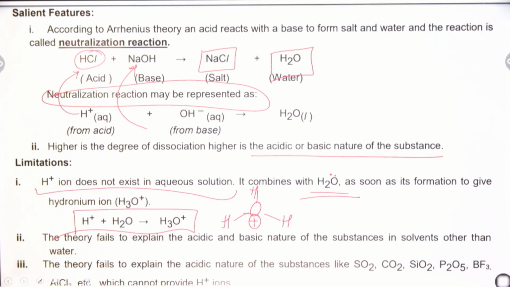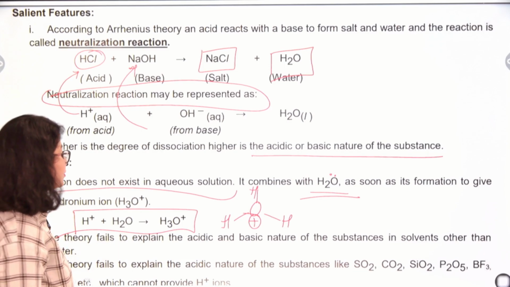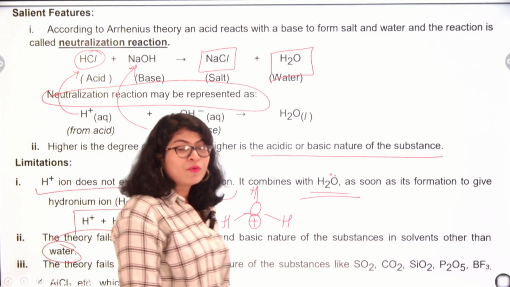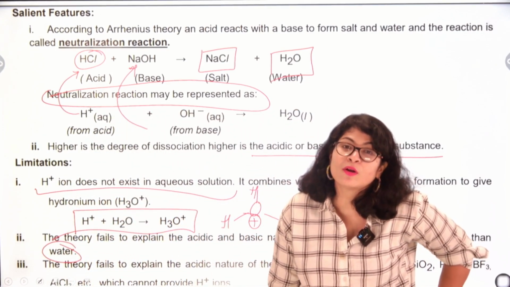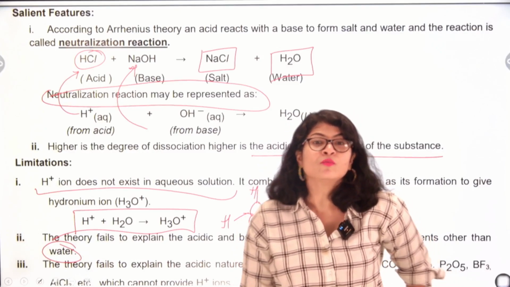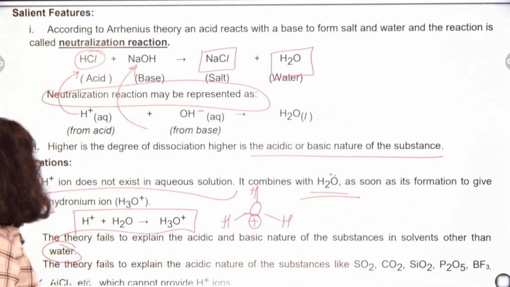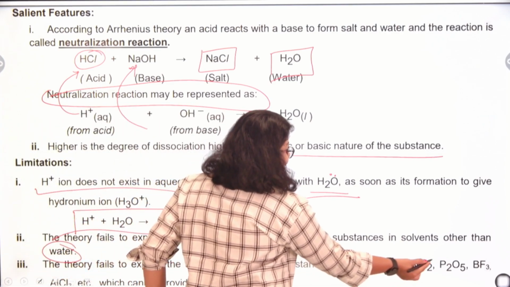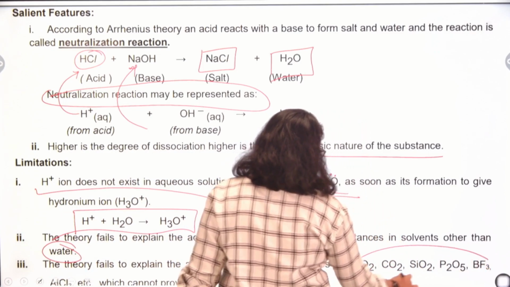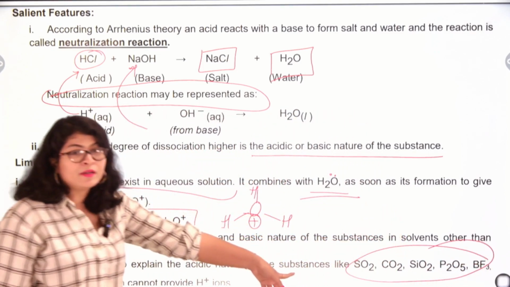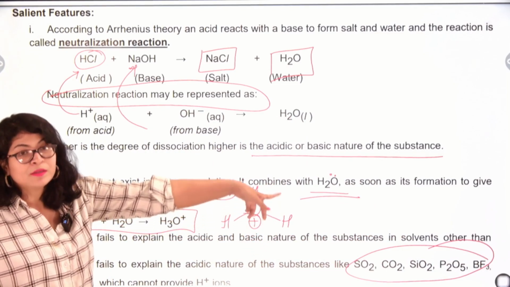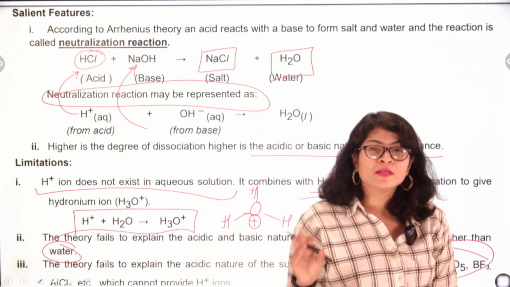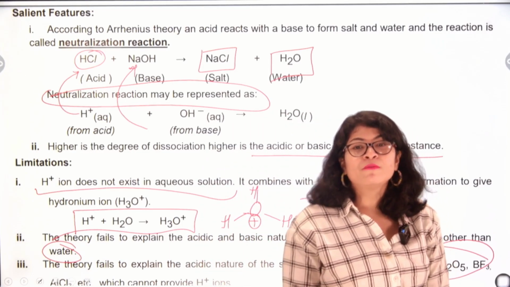This theory fails to explain the acidic and basic nature of substances in solvents other than water. So, this theory fails to explain why a substance behaves as an acid or a base in solvents other than water. This theory fails to explain the acidic nature of substances like SO2, CO2, SiO2, P2O5, BF3. BF3 has a particular name, Lewis acid, but it has acidic character. But simply by understanding Arrhenius theory, we couldn't explain the acidic nature of these compounds.